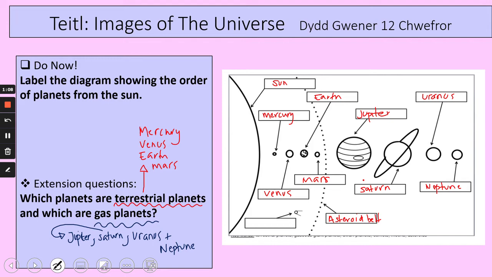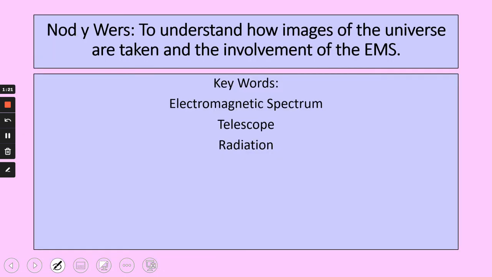Okay, so which planets are terrestrial planets and which are gas planets? For the terrestrial planets, you should have said that it's Mercury, Venus, Earth, and Mars. And for the gas planets, we have Jupiter, Saturn, Uranus, and Neptune.